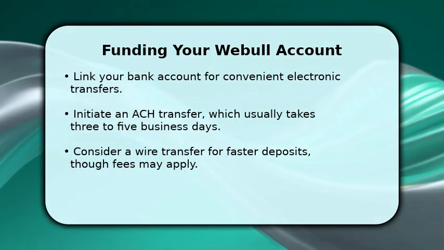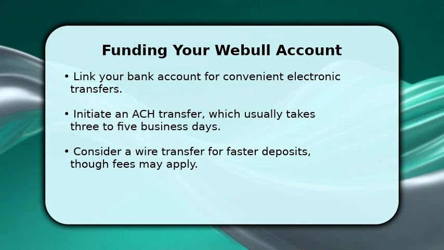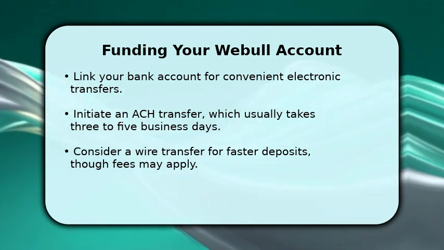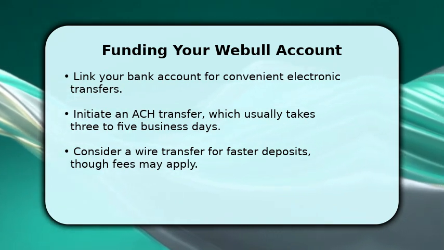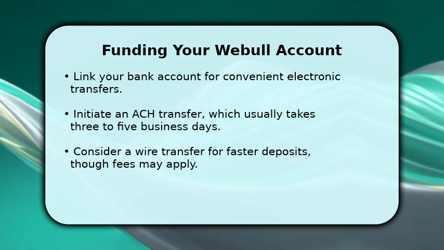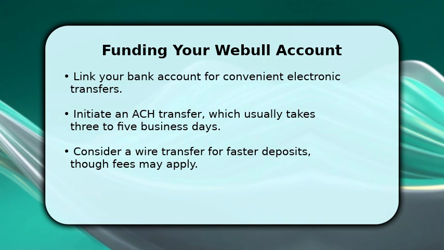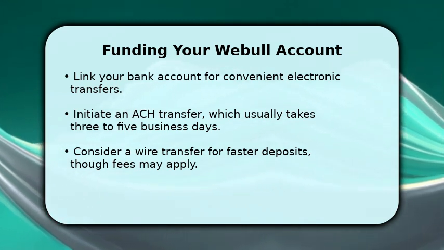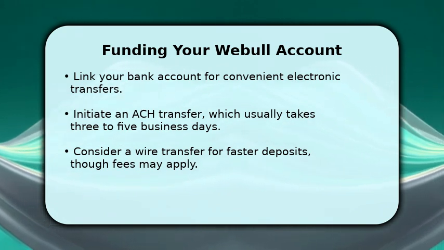Once your account is set up, the next step is funding it so you can begin trading. You can easily link your bank account for electronic transfers. The most common method is an ACH transfer, which typically takes about 3 to 5 business days for funds to settle. If you need to deposit funds more quickly, a wire transfer is an option, though it might involve additional fees from your bank. Webull itself does not charge deposit fees for bank transfers.